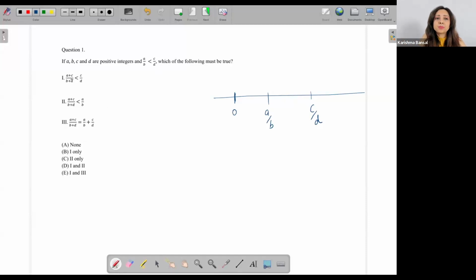All right. If this is known, which of the following must be true? A plus C upon B plus D. So where will we have this A plus C upon B plus D? Now, if you remember your number line, we have discussed this in rational numbers. This is a very special and very important property where GMAT is concerned, right?